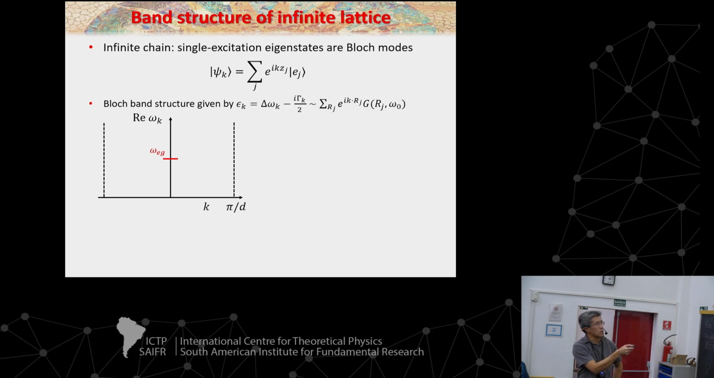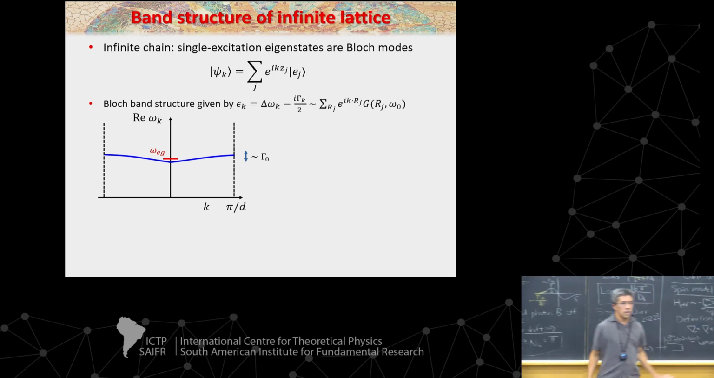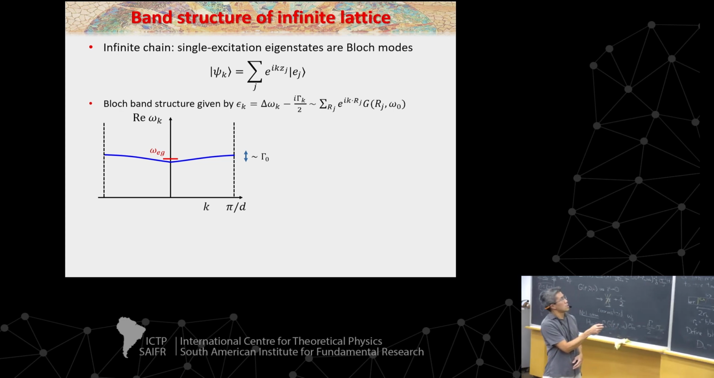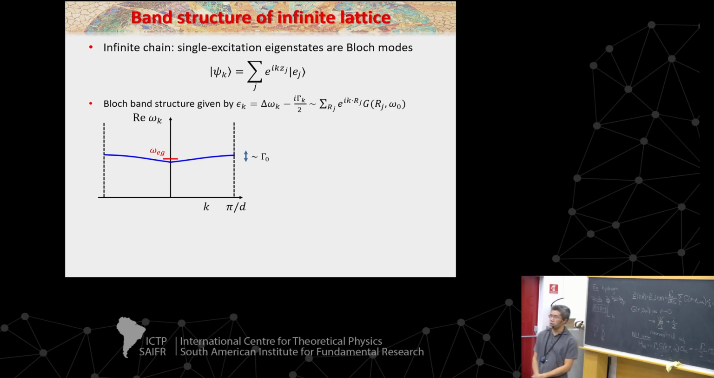So if I have one excitation, I expect the band to more or less be centered around the bare atomic resonance frequency, omega_eg. And then when you do the calculation, you'll get some particular band structure. The particular shape doesn't matter. But I expect this band to be reasonably flat, because the scale of interactions in this Green's function is set by the single atom spontaneous emission rate. So a general feature like this you can guess or hypothesize on very general grounds.